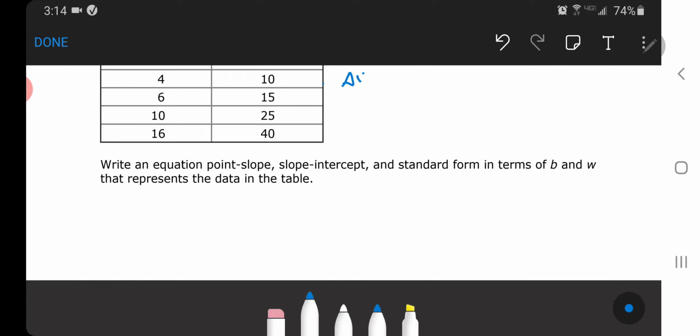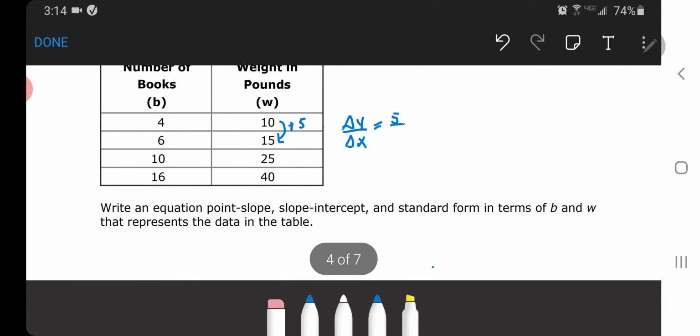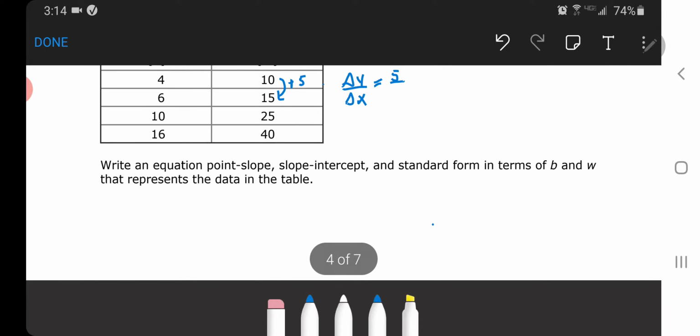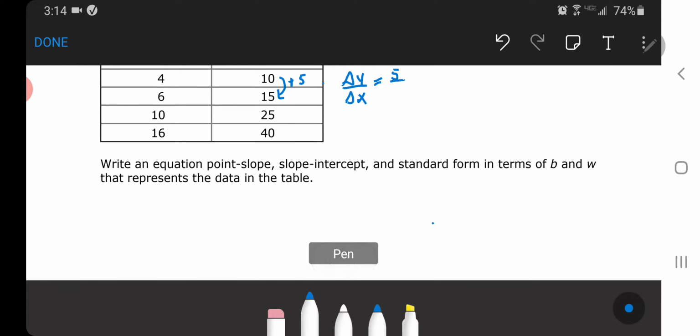So changing y over changing x. Let's go with that one first. And essentially it's the same thing. It really is. But just to show you, 10 to 15, that's like plus 5, right? So that's our change in y, or our change in w in this case. Let's not forget to use those terms in a second. And 4 to 6, our change in x value is plus 2. So 5 over 2. Again, it didn't matter which points I went from.